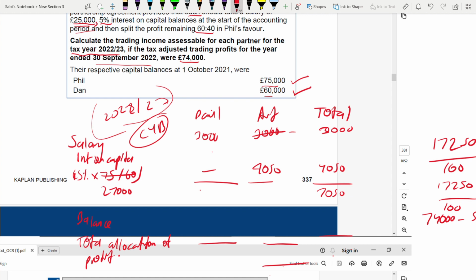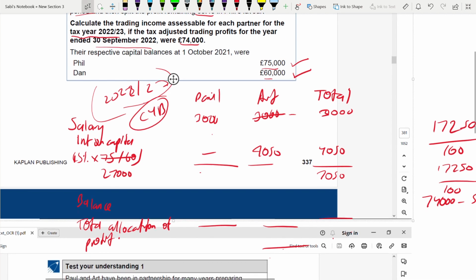Okay, next. What's next? They told us to divide the balance 50-50, right? So here the profit they have given you is 30,000, right? From 30,000, if you take 750 out, you will be left with a balance of 22,950. This 22,950 needs to be divided equally.